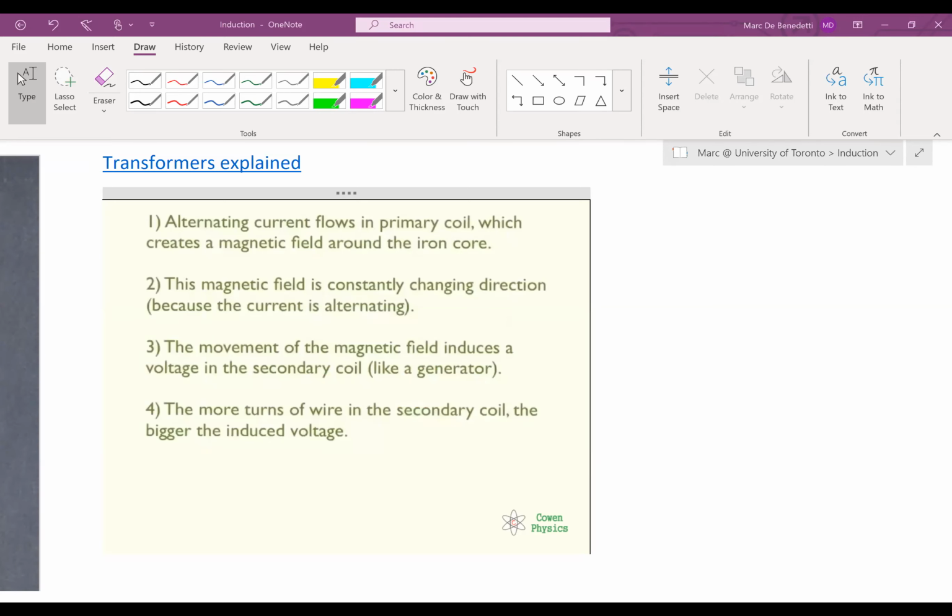Time for a quick summary then. We have 4 steps to success. First of all, an alternating current flows through the primary coil, and this creates a magnetic field around the iron core. But that magnetic field is constantly changing direction because that electric current is alternating. Number 3, the movement of the magnetic field induces a voltage in the secondary coil. That's working just like a generator. And number 4, the more turns of wire we have in that secondary coil, the bigger that induced voltage will be. So that gives us control over whether the transformer increases or decreases the voltage.